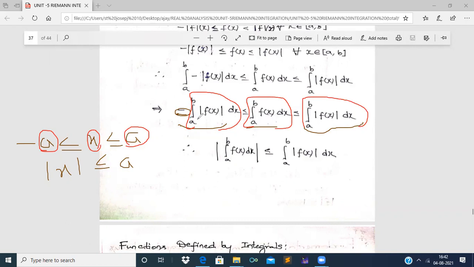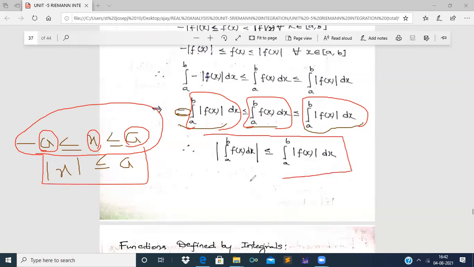Therefore, applying minus a less than or equal to x less than or equal to a, as mod x less than or equal to a, we have written the modulus of the integral over a to b of f(x) dx less than or equal to the integral over a to b of mod f(x) dx. This is what we have to prove. Therefore this theorem, or this inequality, is proved.